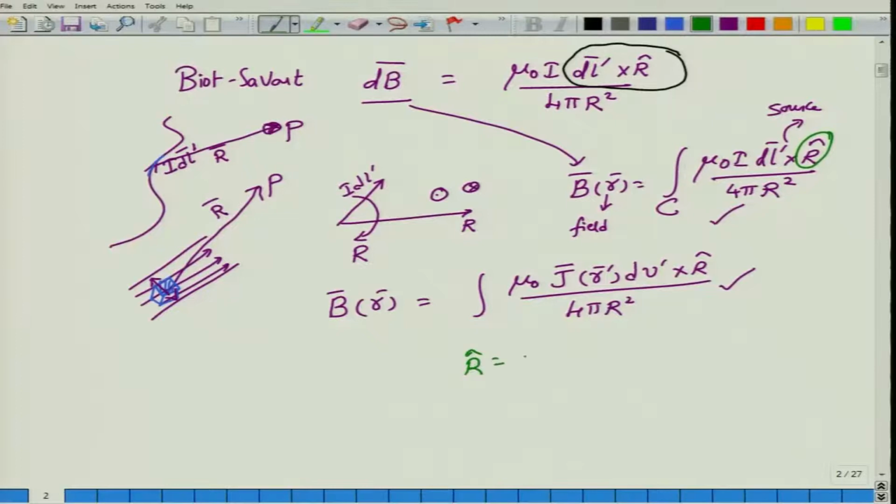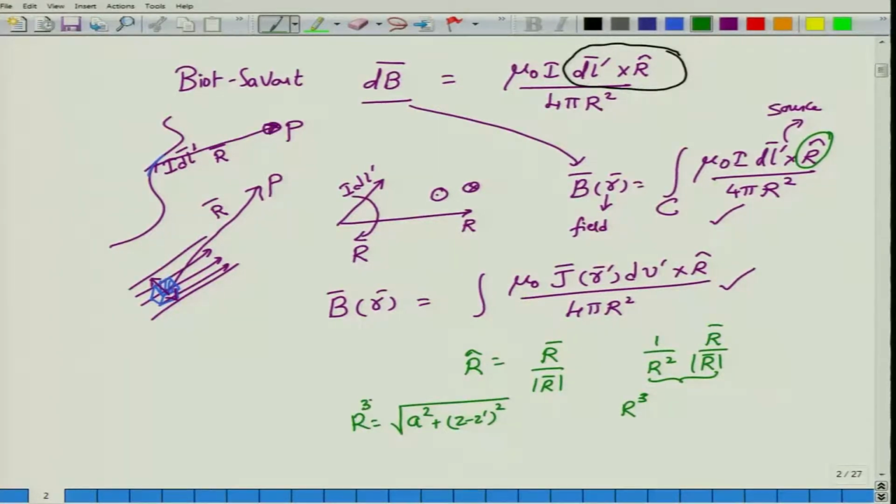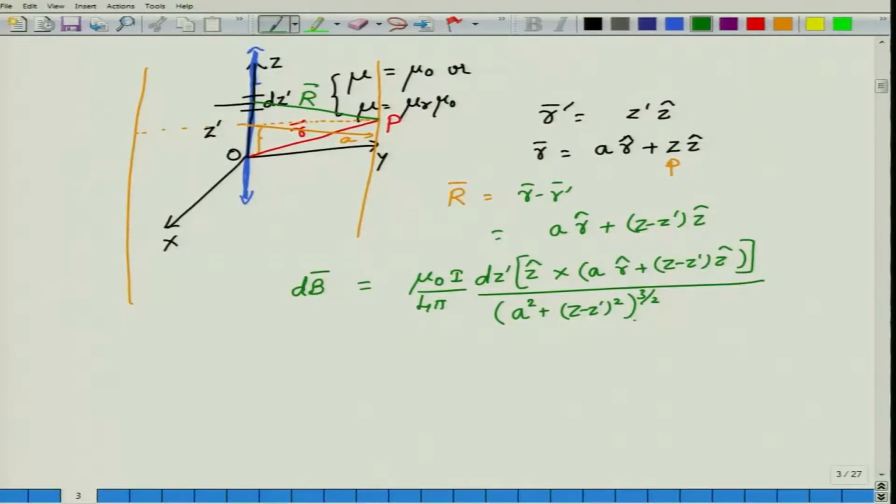The unit vector R hat will be equal to the original vector R divided by its magnitude, and we have 1 by R square in the Biot-Savart's law, multiplied by R hat. So, this 1 by R square into R hat, this R hat can be written as the complete vector R divided by the magnitude of the vector R, and when you multiply this you get R to the power 3. Since R itself is given by the square root of a square plus (z minus z prime) whole square, taking this R to the power 3 means you take this quantity to the power 3, and essentially obtain this equation. So, I hope you understand what is going on here.